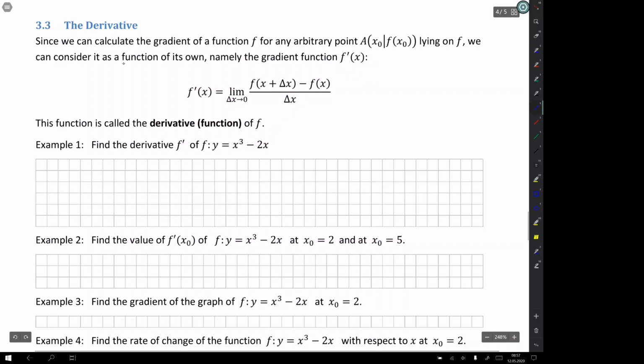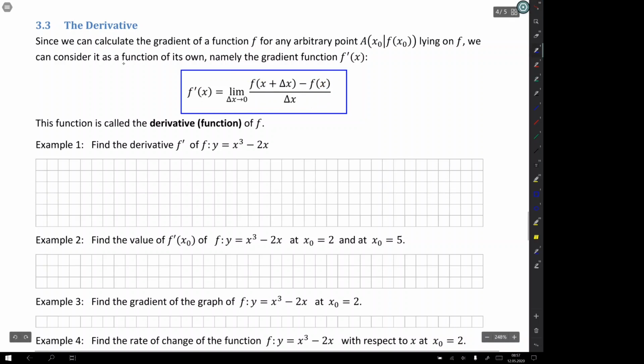And the f dash of x is then just the limit of delta x going to 0 of f of x plus delta x minus f of x divided by delta x. You remember before we just said the gradient at some point x0 was f of x0 plus delta x minus f of x0 divided by delta x, and now we say this is just for any value x0, so for any value x this becomes a function. We call this the derivative function, or the derivative of f.